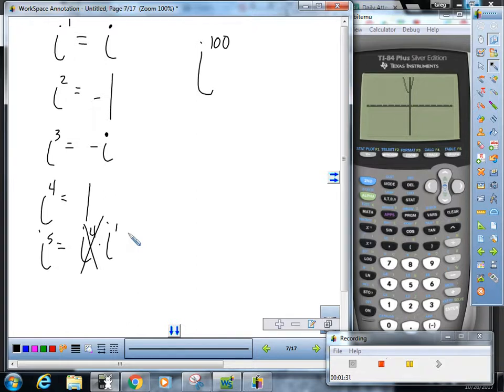So for i to the 100th, what you do is you do 100 divided by 4, and that gives you 25, remainder 0. Okay? So i to the 100th is the same thing as i to the 4th, because you have no remainder, and so i to the 100th equals 1. I don't even know if I'm going to ask you that on the test, but again, I am required to teach it to you.